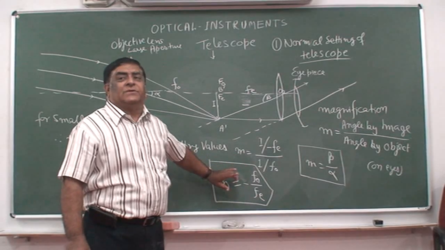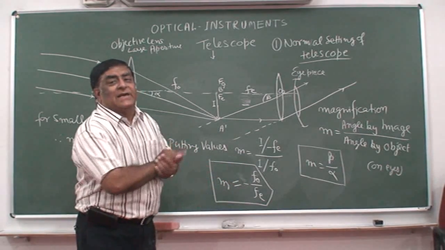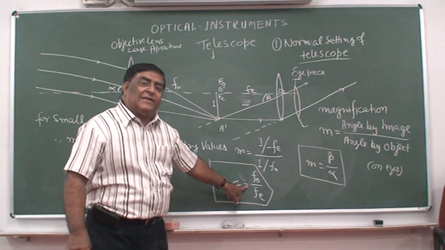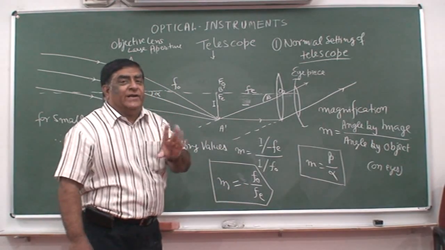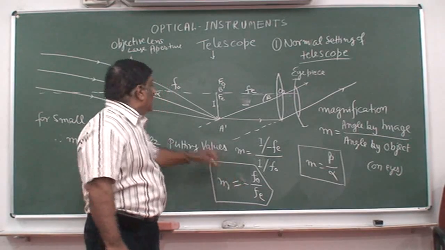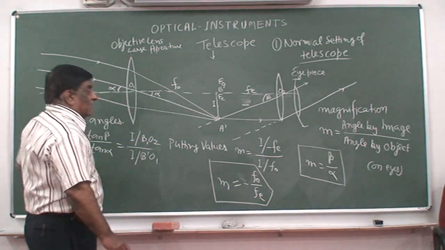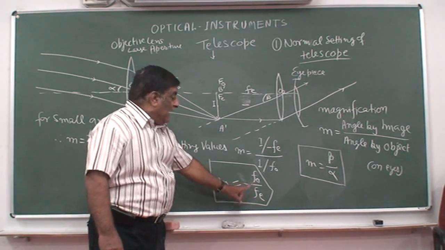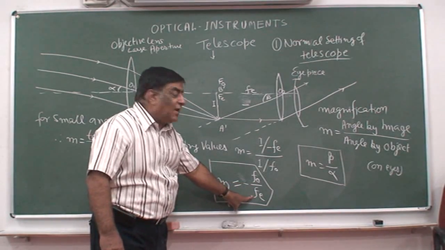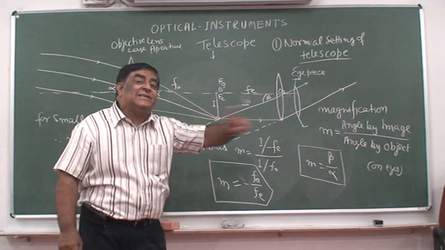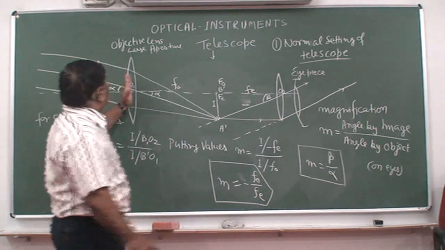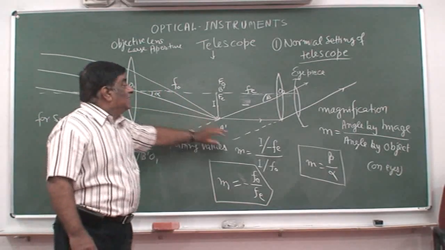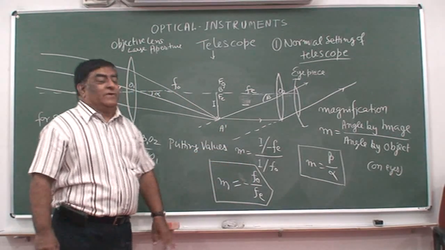What are the indications from this formula? What results can you get from this? Number one, magnification is negative. Negative means what? The image will be inverted. This gives direction, and here you see the image is inverted. FO upon FE: FE should be as small as possible, and FO should be as large as possible. FO should be very large. The larger it is, the more is the magnifying power.